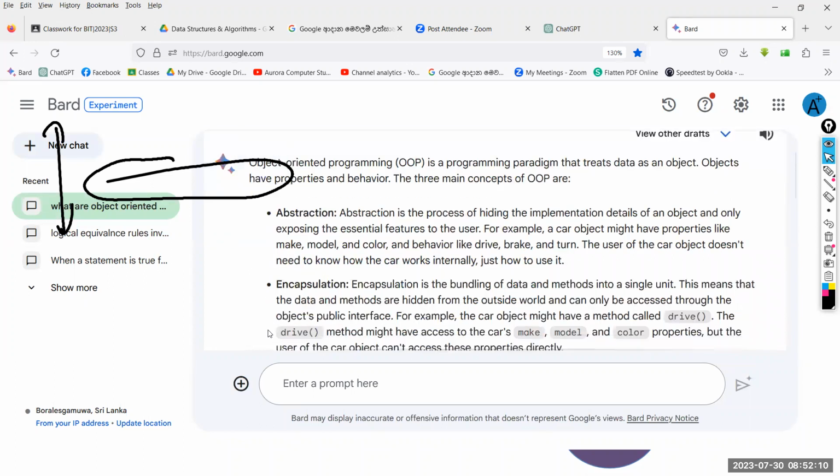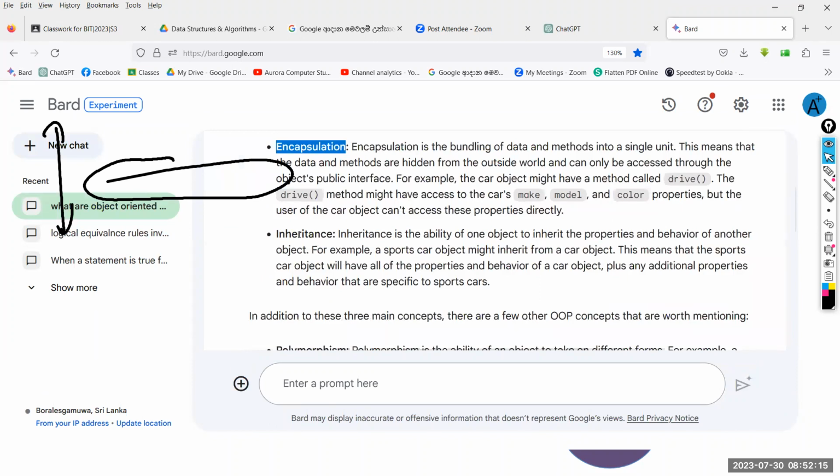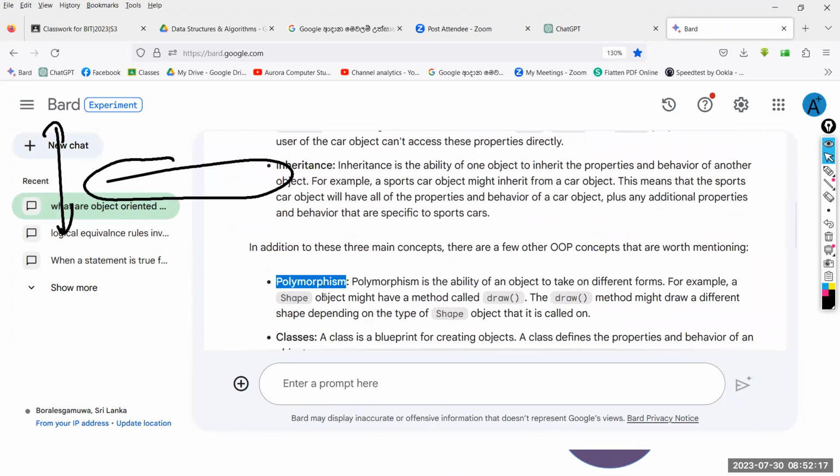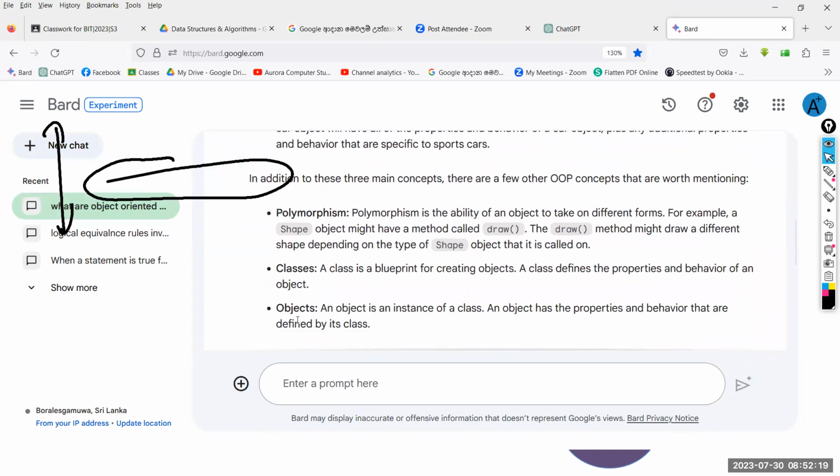Right? So these are not actually the basics. These are the next level things they are mentioning. Okay. So we'll go into these things later. Right? Classes, objects, and so on.